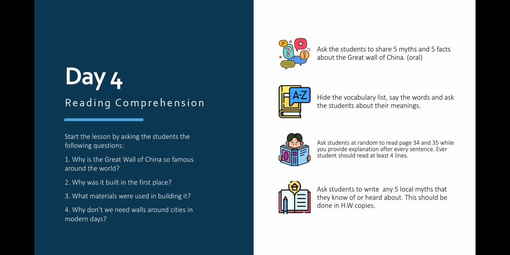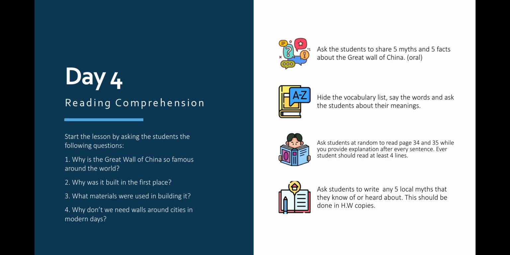Hide the vocabulary list. Say the word and ask the students for their meaning. Ask students at random to read page number 34 and 35 while you provide explanation. So you can make any student, not specifically the good readers, but any student can stand up and start reading. You tell them to stop and then you explain.